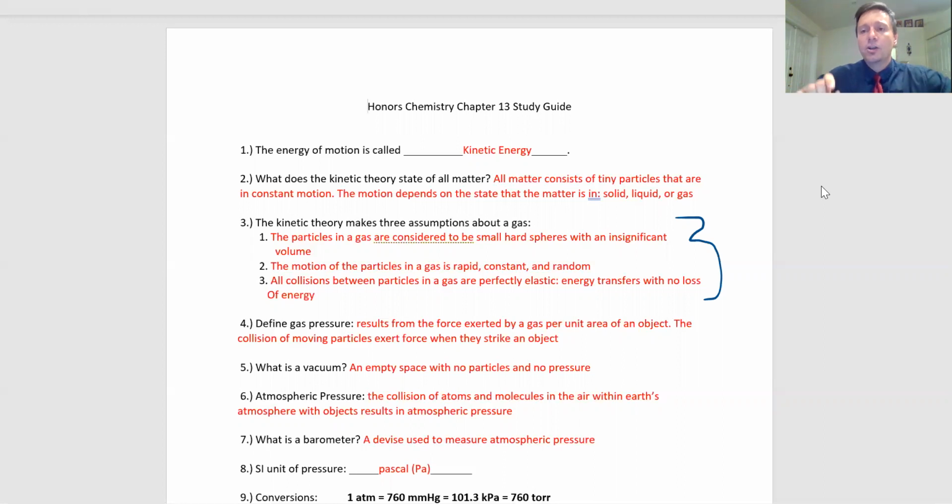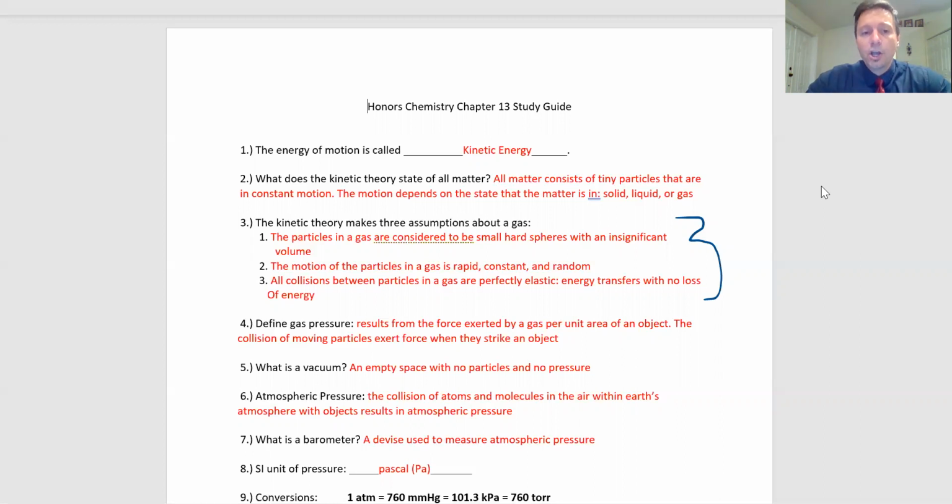Think about that for a second. Small, hard spheres, that's the nucleus. So it's talking about the actual atom itself. Remember that they're extremely tiny. When you talk about a single atom, the volume that it takes up is insignificant. It takes literally millions of atoms to make up enough to have some volume. We're familiar with that from Avogadro's number, and 1 mole is 22.4 liters. So that's a huge number if you remember that. So number one is particles in a gas are small, hard spheres with insignificant volume.